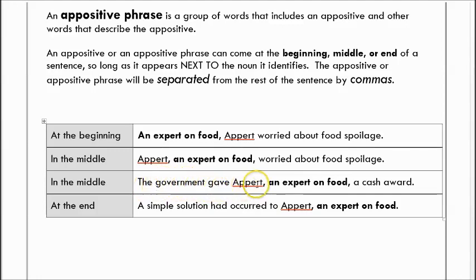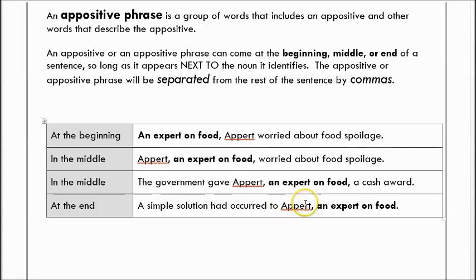The government gave Appert, an expert on food, a cash award. Subject, verb, indirect object, and then here's our appositive phrase, an expert on food, and a cash award. In this case, Appert is the indirect object, award would be our direct object, and an expert on food is an appositive phrase giving us information about our indirect object, and it's set off again with commas.